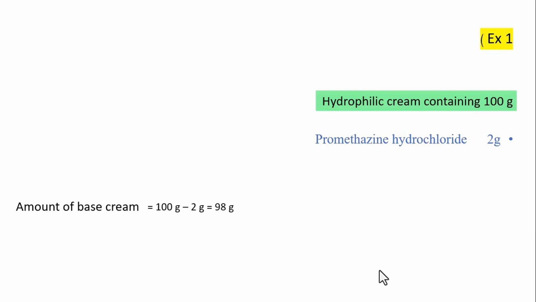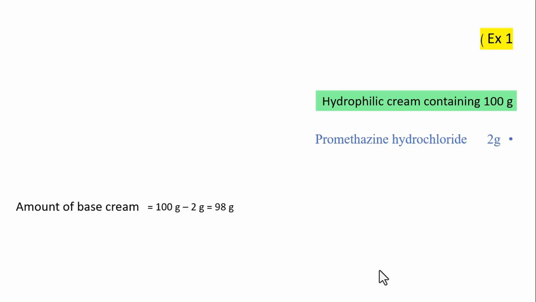Alright, we want to make a 100-gram hydrophilic cream. Its main ingredient is 2 grams of promethazine. The first step in making a cream is always the numerical calculations. We need to see how many grams of each ingredient we want to use. First, we do the numerical calculations. Then, based on these calculations, we'll make our cream in the practical section.